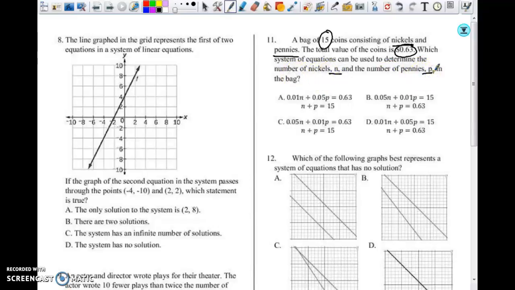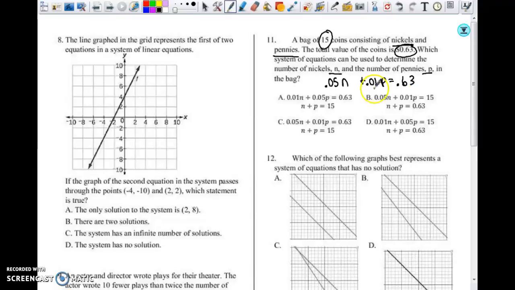So again, when you have nickels and pennies and it adds up to an amount, 63 cents, remember, how much are nickels worth? Nickels are worth 5. And pennies are worth 1. Remember, cents go with cents, money goes with money. So you can eliminate based off that.